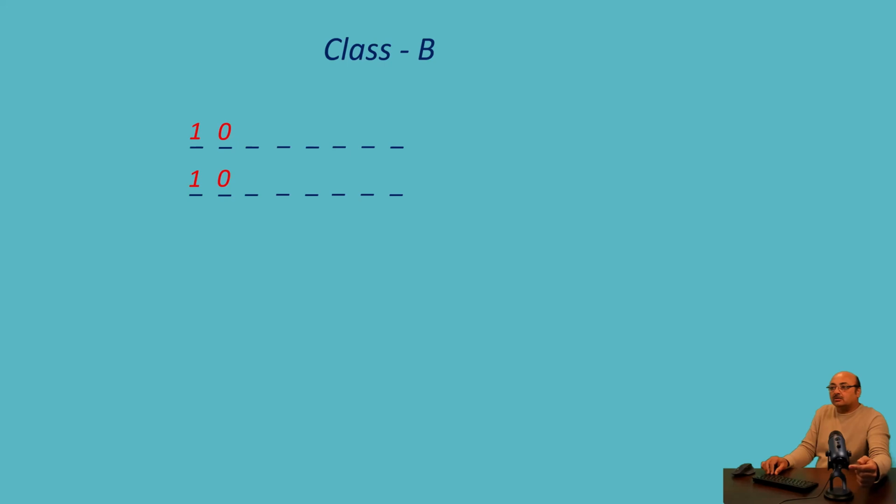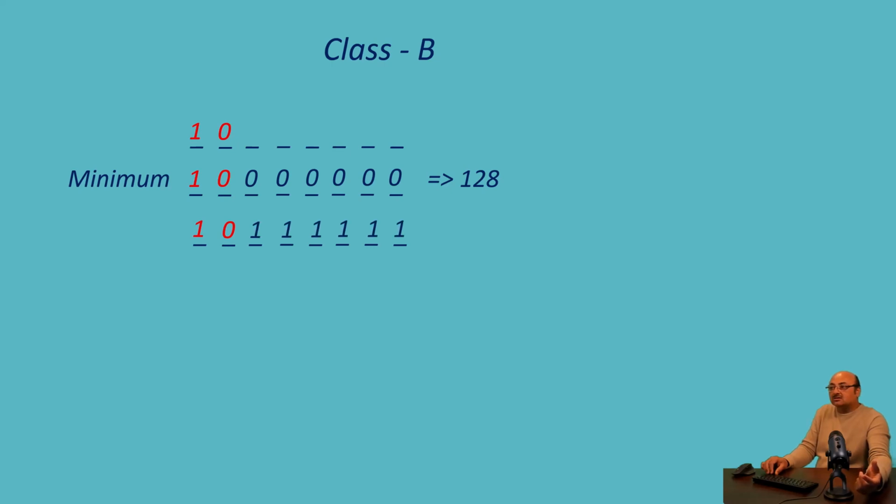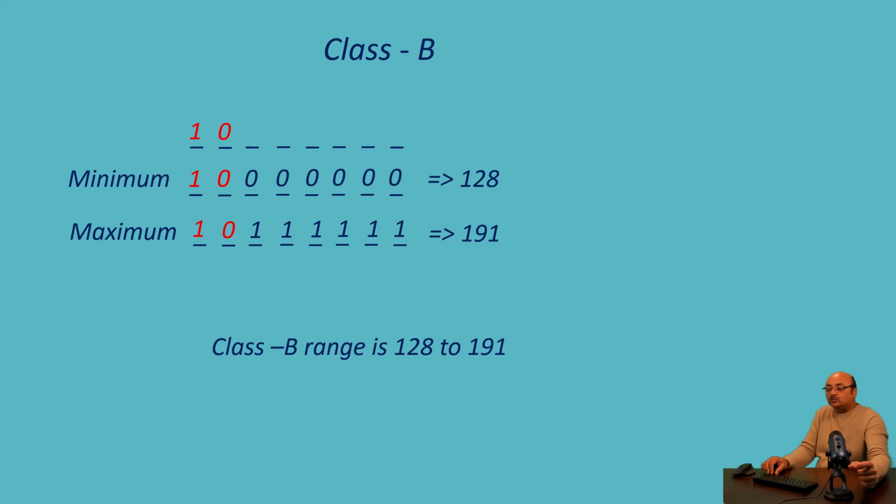So setting all the values of the remaining 6 bits to zeros, I get a decimal equivalent of 128, and this becomes my minimum value for class B. And then if I set all the remaining 6 bits to ones, I get a decimal equivalent of 191. This becomes my maximum value for class B. So to summarize, the range of class B is 128 to 191.